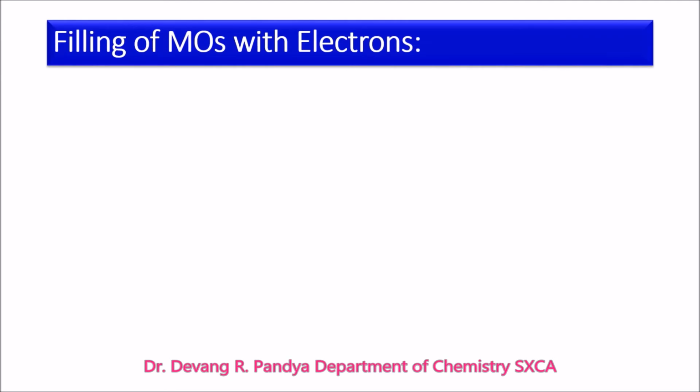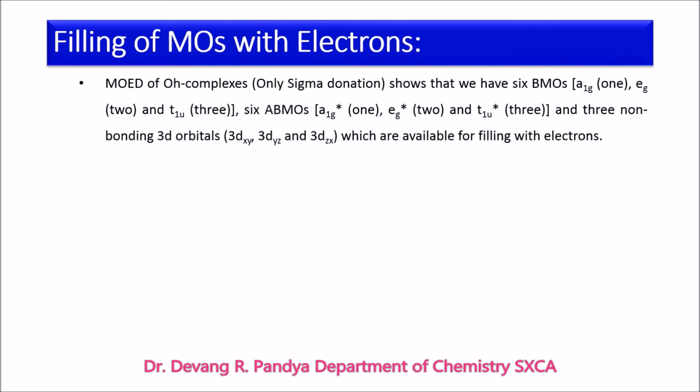Filling up the molecular orbitals with electrons, the MOED of octahedral complex with only sigma donation shows that we have 6 BMOs. Already we have discussed that A1G 1, EG 2 and T1U 3 are the 6 BMOs, A1G star 1, EG star 2 and T1U star 3 are the 6 ABMOs, and 3 non-bonding d orbitals, that is 3dxy, 3dyz and 3dzx, which are available for filling the electrons. So these are the available molecular orbitals between metal and ligand in which we need to fill up the electrons.